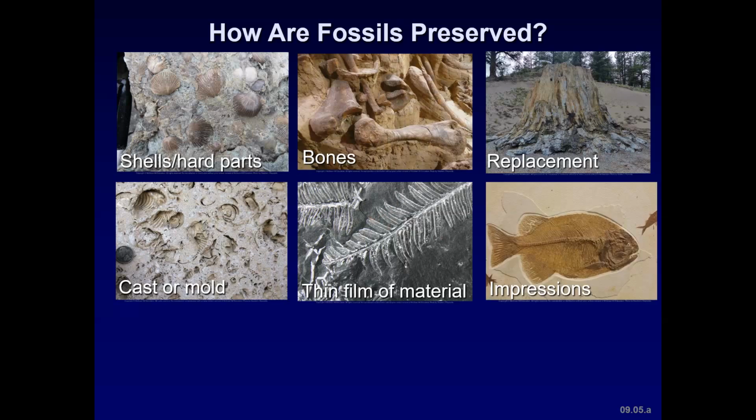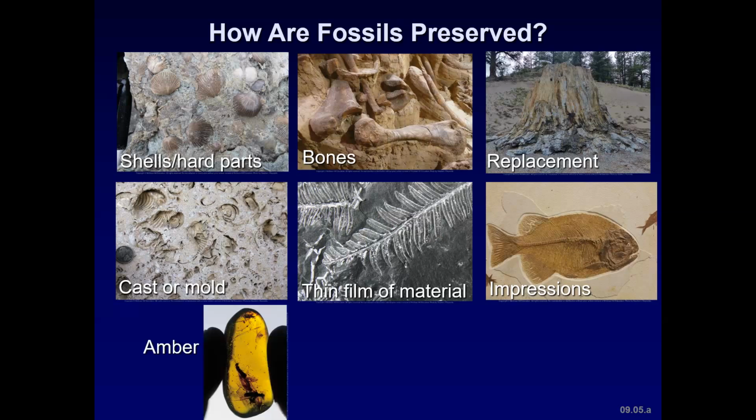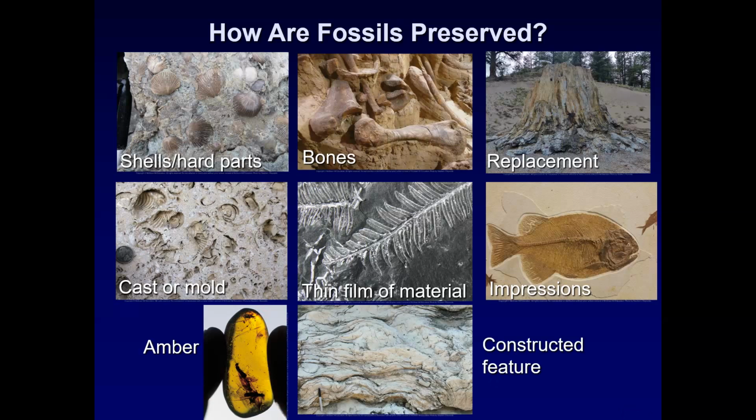You could also have impressions. I think this is from the Green River Formation in Wyoming, but I could be wrong. Fish and other soft creatures can be preserved as impressions, especially in quiet water, slow-moving water. Amber can also trap insects. That would be tree sap, really, that trapped an insect and is preserved for quite some time, like in Jurassic Park.